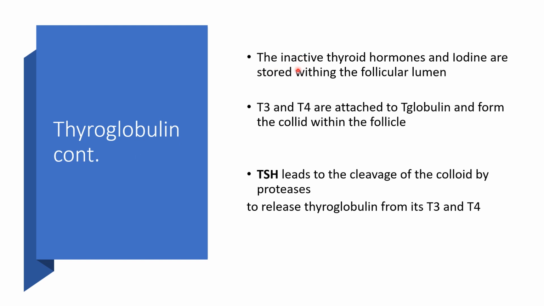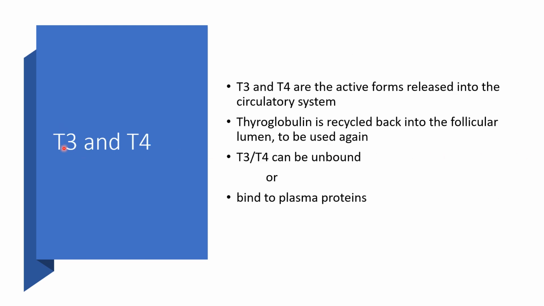Still on thyroglobulin, the inactive thyroid hormones and iodine are stored within the follicular lumen. T3 and T4 are attached to thyroglobulin and form the colloid within the follicle. Thyroid-stimulating hormone will lead to the cleavage of the colloid by proteases. And what would that lead to? That will lead to the release of T3 and T4 from thyroglobulin. T3 and T4 are the active forms released into the circulatory system. Thyroglobulin is recycled back into the follicular lumen to be used again.